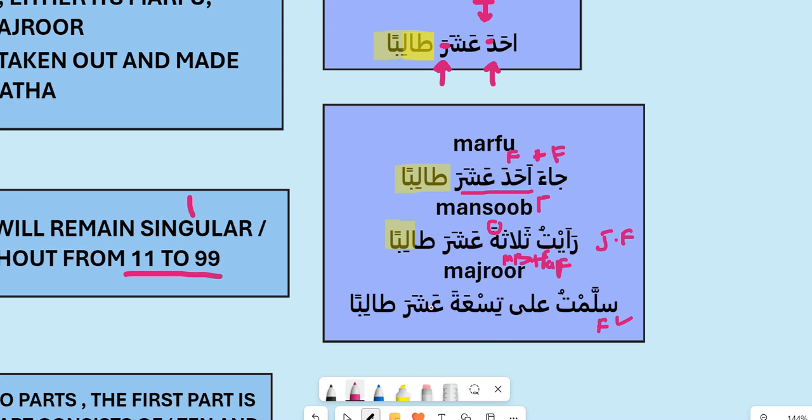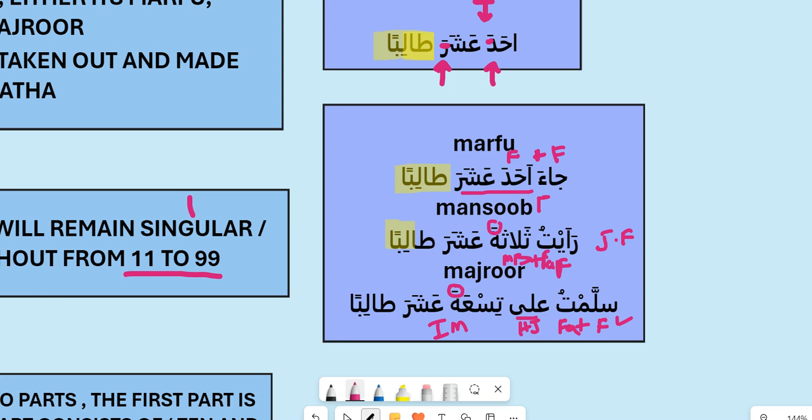Since it's after harf jar, it should have a kasra below the ta marbuta and below the ra, but still it has a fatha here. That means it is in the position of majroor, but it will never show it with a kasra. It will be with fatha throughout in any position. So these are the rules for the i'rab. And now check other rules also.